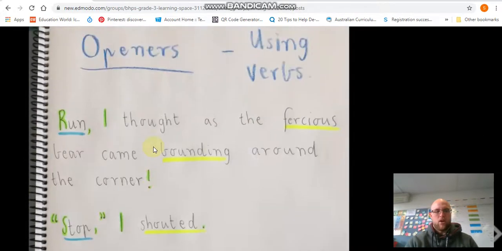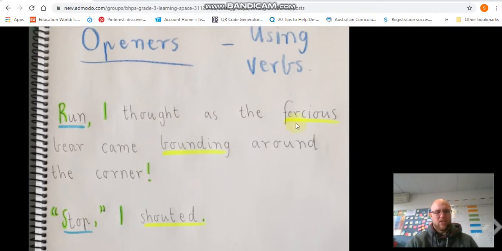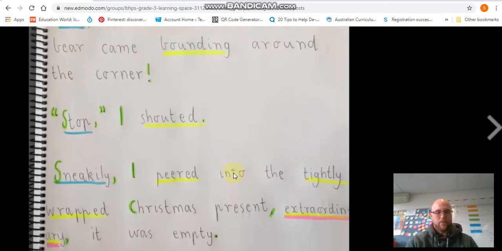The first one says, "Run," I thought, as a ferocious bear came bounding around the corner. So I've started with the opener of run, and I've put a comma in here as well because it's run, I thought. It needs a comma there because it's a thought that the character was having. I've got 2 really good words in here, ferocious and bounding, and made sure I finished my sentence with some boundary punctuation, an exclamation mark, okay? That one's a compound sentence because it's got 2 parts: I thought, as the ferocious bear came bounding around the corner.